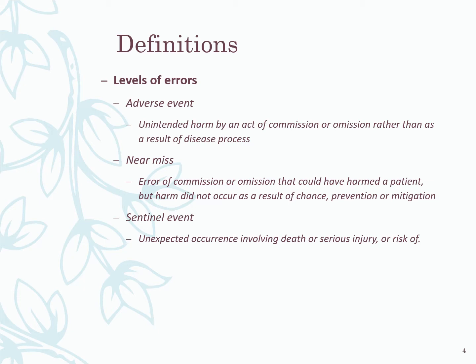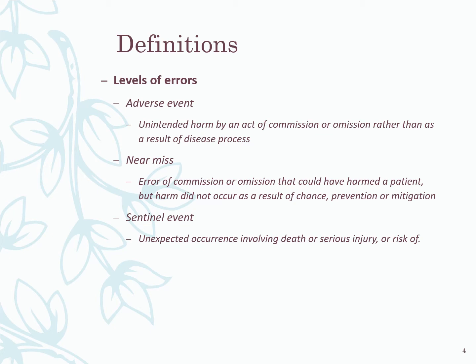A near miss is an error of commission, in other words, they did not provide care correctly, or omission, did not provide care that could have harmed the patient, but serious harm did not occur as a result of chance. The patient received a contraindicated drug, but did not experience an adverse drug reaction. Prevention, a potentially lethal overdose was prescribed, but a nurse identified the error before administering the medication. Or mitigation, a lethal dose was administered but discovered early and countered with an antidote. They're all near misses.